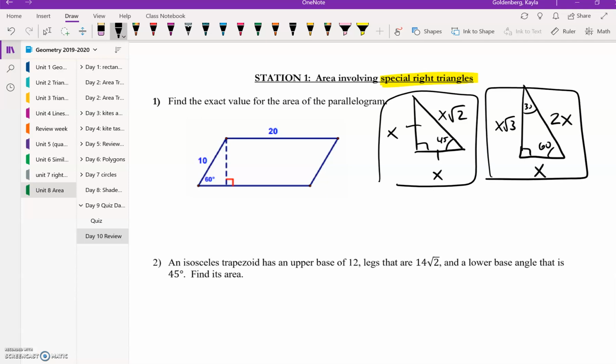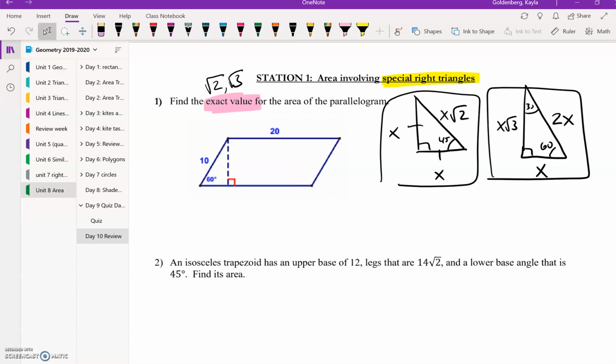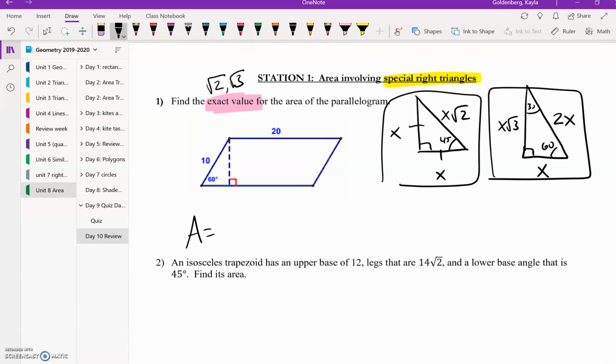Okay, so I'm just going to leave that there for reference. Now notice when they say exact value, they want you to leave your answer in terms of square roots of 2, square roots of 3. The first one says we're finding the area of a parallelogram. Remember, the area of a parallelogram is just base times height. Remember we talked about if you cut off this triangle, for instance, and fit it over here, you would make a rectangle. So that's one way to think about why it works out the same way as a rectangle.